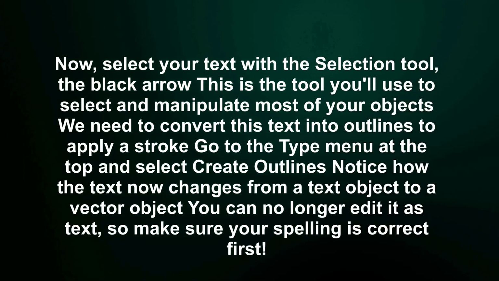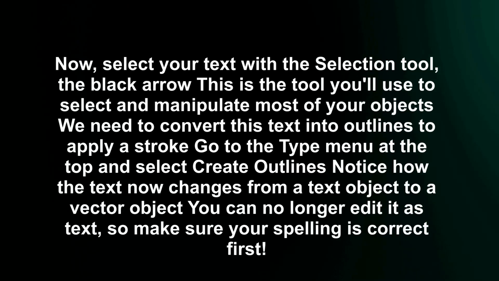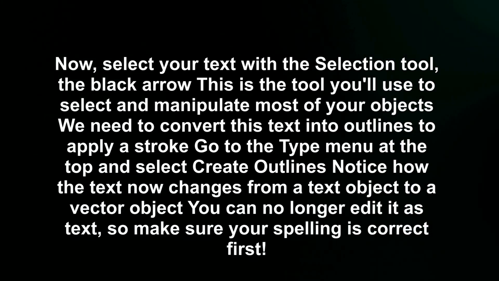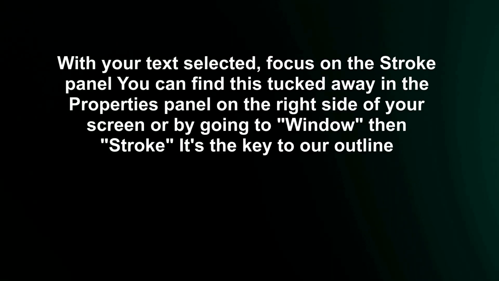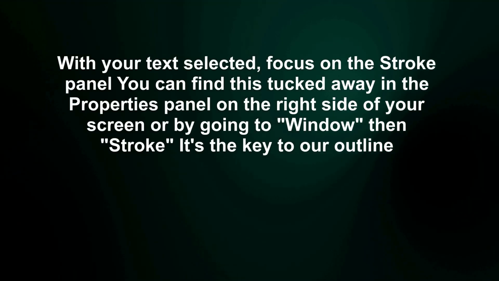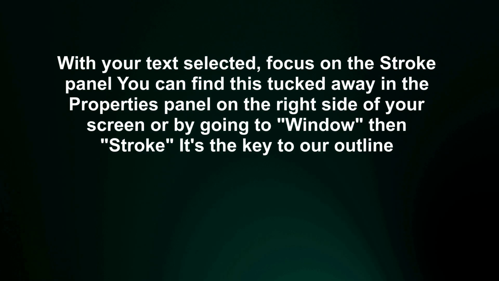Notice how the text now changes from a text object to a vector object. You can no longer edit it as text, so make sure your spelling is correct first. With your text selected, focus on the stroke panel. You can find this tucked away in the properties panel on the right side of your screen, or by going to window then stroke. It's the key to our outline.